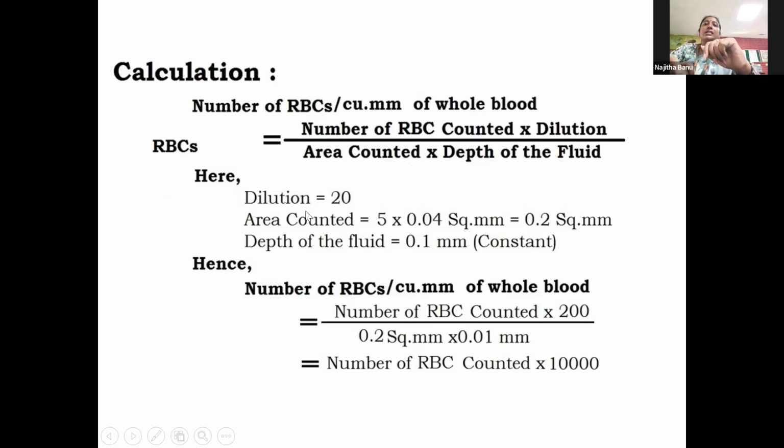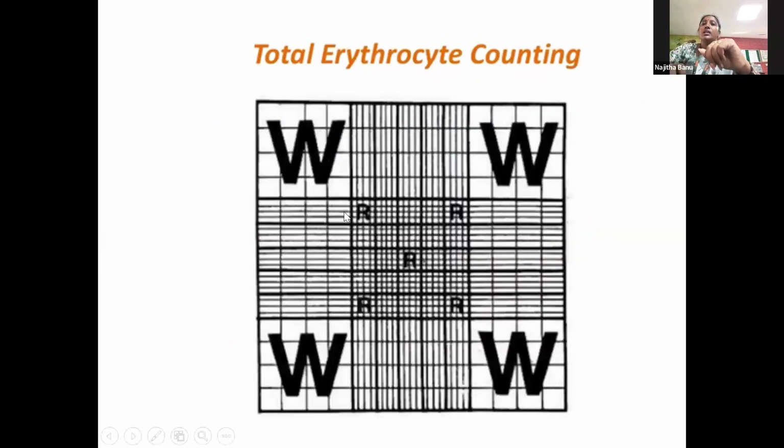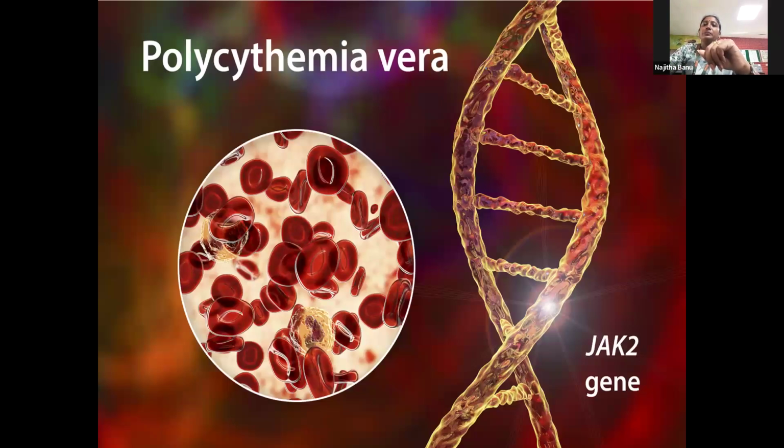Now you see here the dilution is 20. The area counted, totally, we consider 5 squares: the top 2 corners, the bottom 2 corners, and then the center square. I'll show you now, then you will get the clarity. See here, 1, 2, 3, 4. Top 2 corners and bottom 2 corners and then the center one. That's why we mention the number is 5.